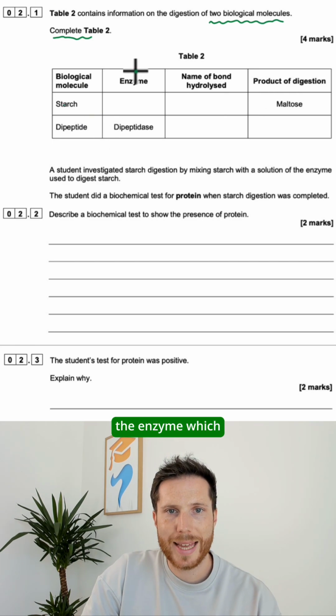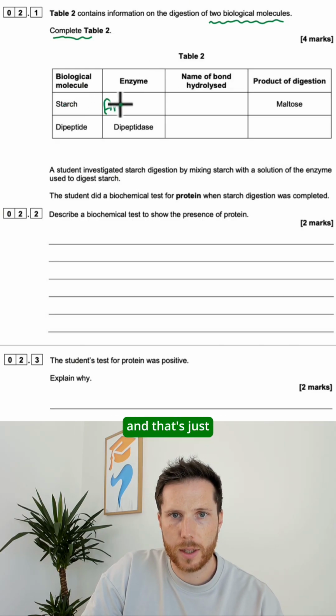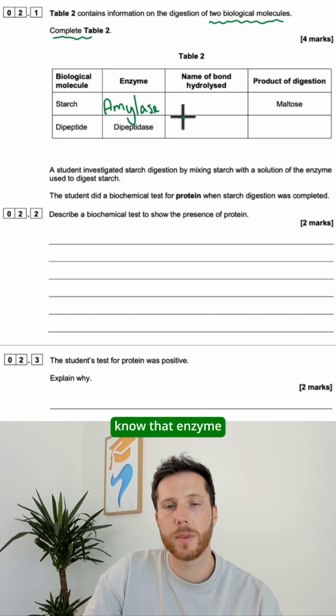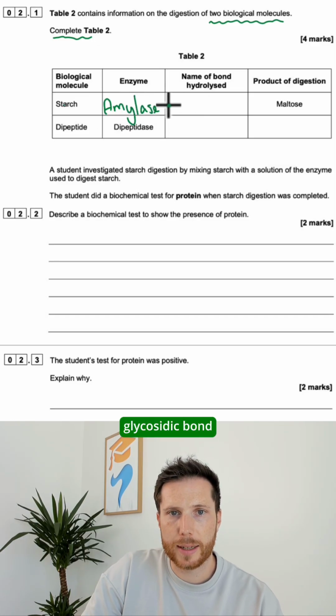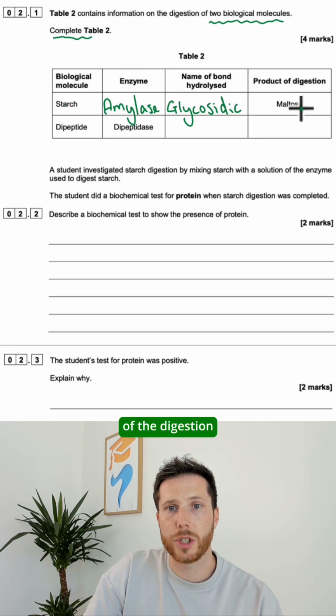Okay, so first up, the enzyme which breaks down starch. Now this is amylase, and that's just something that you need to know for your biology A level. You need to know that enzyme. The type of bond which is going to be broken is a glycosidic bond, because it's glycosidic bonds which hold together carbohydrates. And the product of the digestion is going to be maltose.